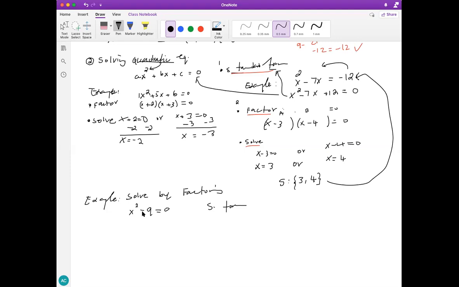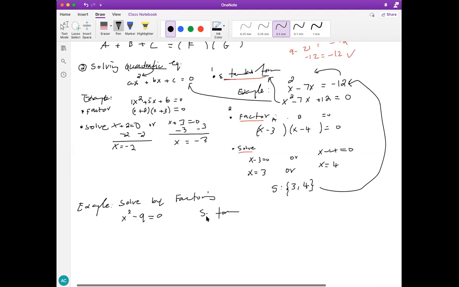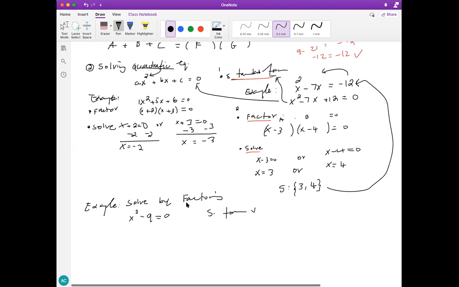So x squared minus 9 equals 0. So this is a quadratic equation. Make sure it's in standard form. It is. What do you do next? Those 3 steps. Factor. That's right. Solve by factoring, so you have to factor first. So standard form, check. Now we're going to factor. And what kind of polynomial is this?